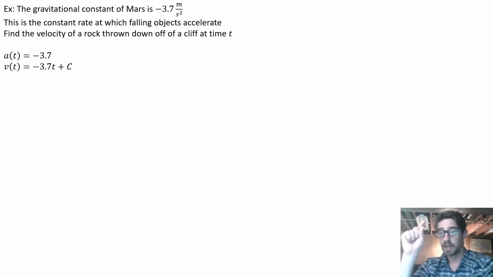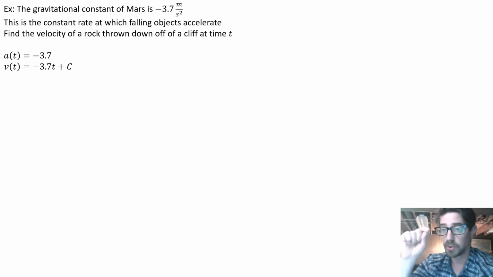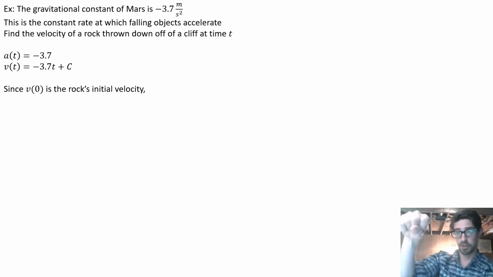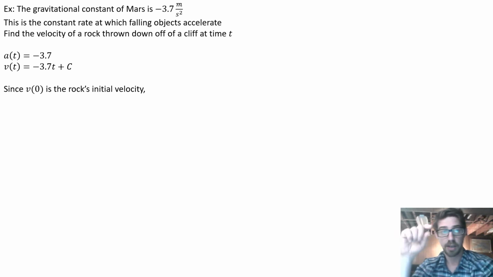This is one of those cases where we actually can use c. It's not just decorative. So v of 0 is the rock's initial velocity. In other words, if I just drop it, v of 0 is 0. If I chuck it down at 10 meters per second or whatever, that's the initial velocity. So that's what you get when you plug 0 into that function. So let's plug 0 into that function.